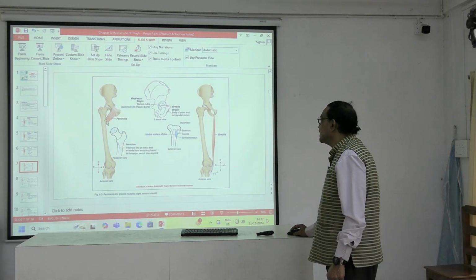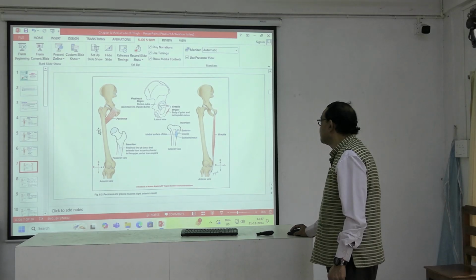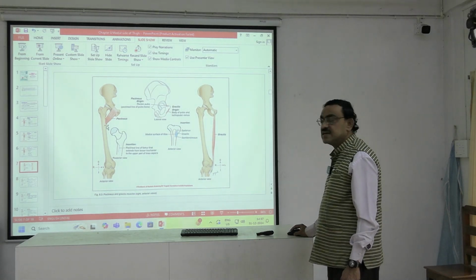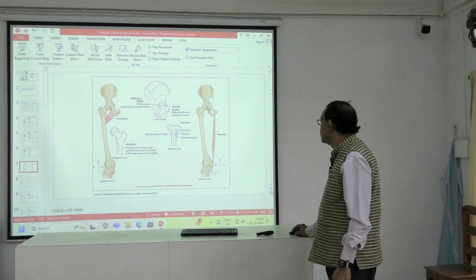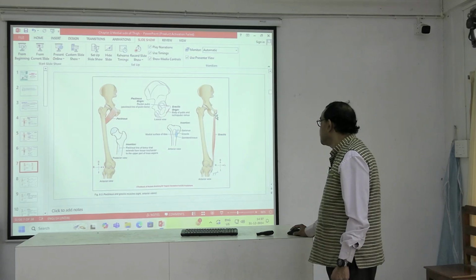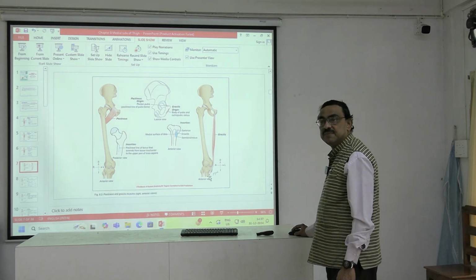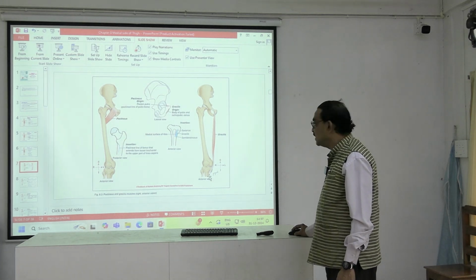Individual muscle pectineus takes origin from the pecten pubis and is inserted into the linea aspera, or posterior border of the femur. Similarly, this is the gracilis, taking origin from the conjoint ischiopubic ramus, and it is inserted into the upper part of the medial side of the tibia.